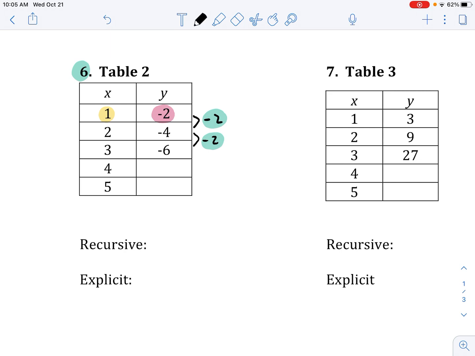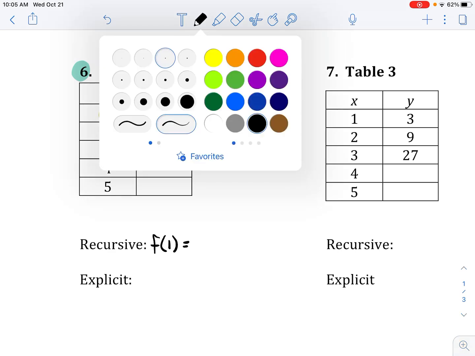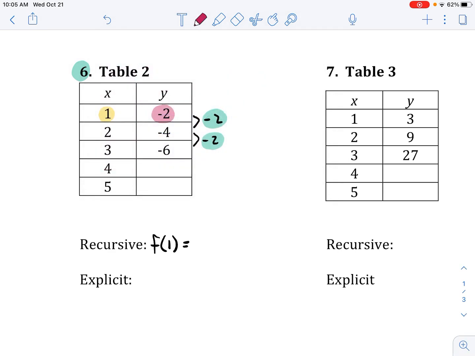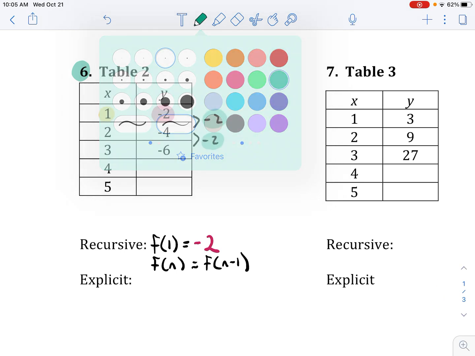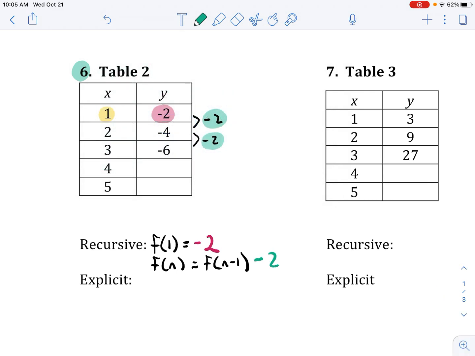So my recursive equation is going to be f of 1 equals my start value, which is negative 2, and then the recursive is f of n equals f of n minus 1 plus my action. In this case, my action is to subtract 2.